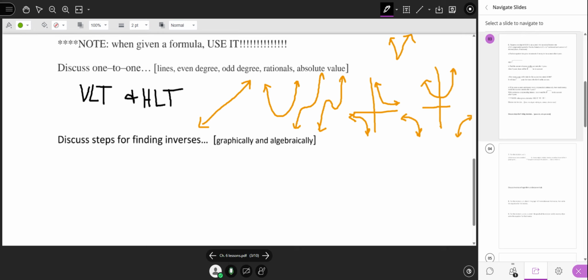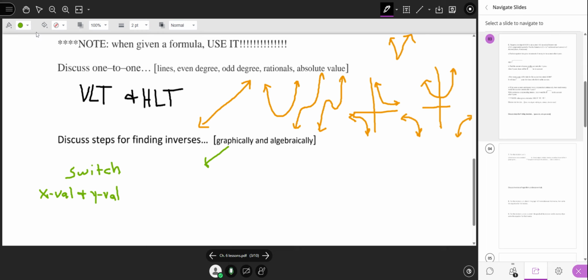Steps for finding inverses. Graphically, switch X and Y. And what I meant by switch X and Y, I meant switch the X value with the Y value.